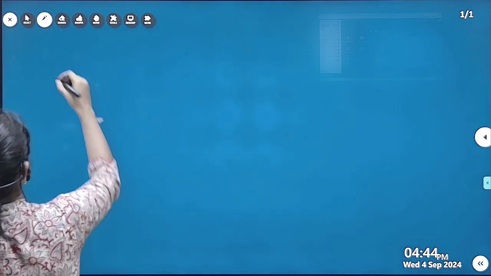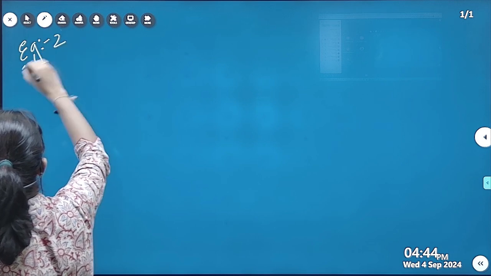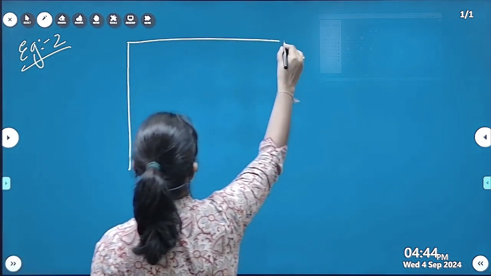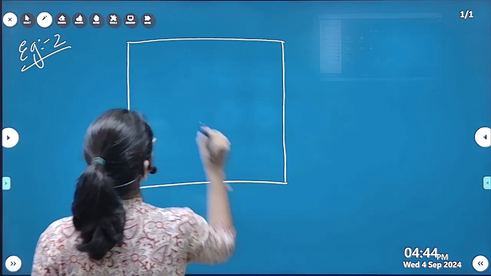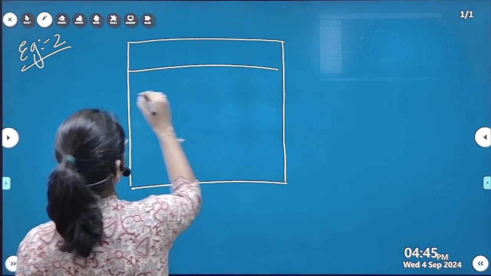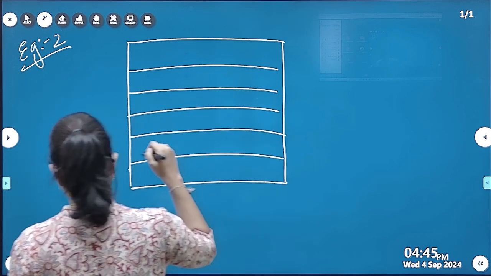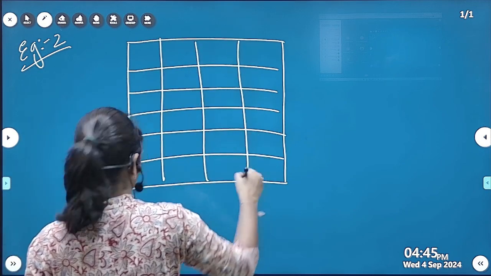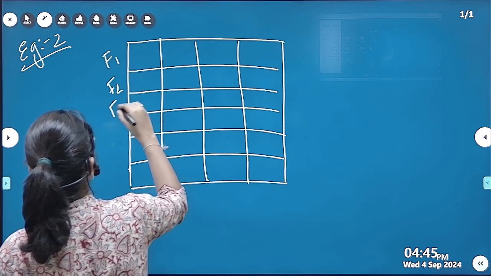So the next question, example number 2. Copy the second question.